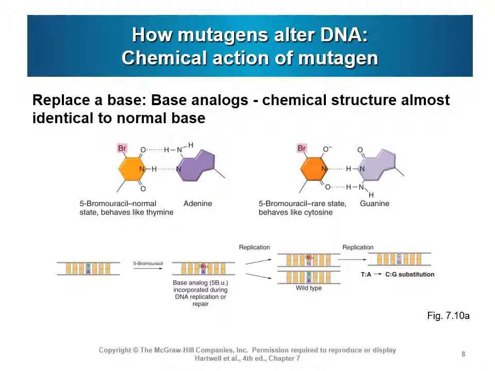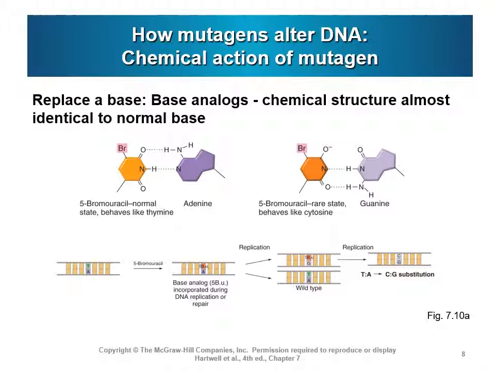So now let's talk about chemical mutagens. There are forms of bases that are very close. They are analogs to the original bases. For example, 5-bromouracil is complementary to adenine. It can be a substitution for thymine. However, its deprotonated form is able to stably bond with guanine.